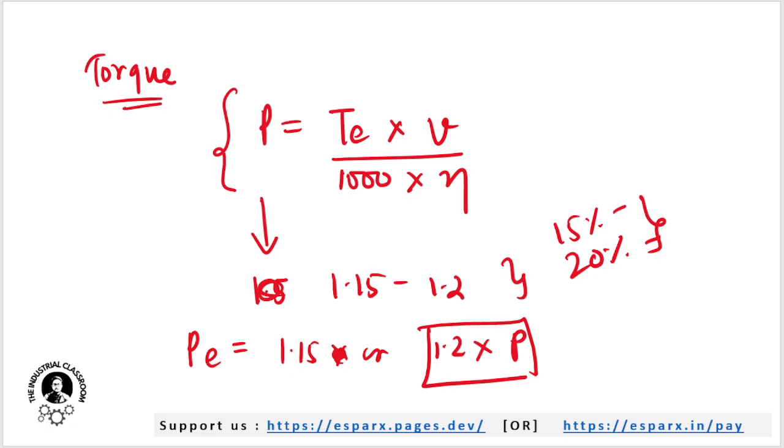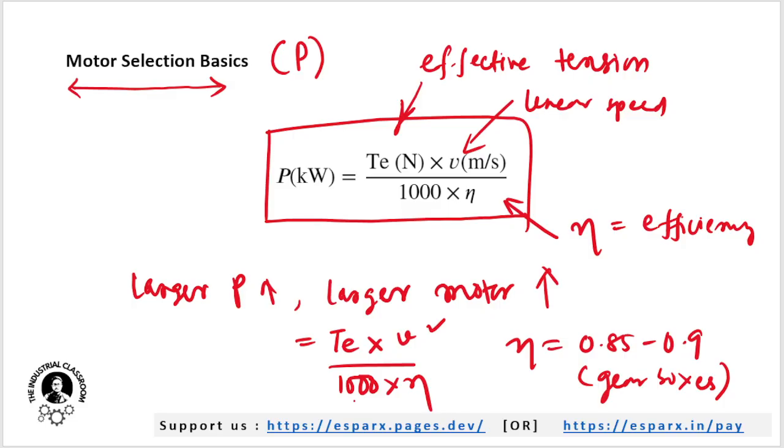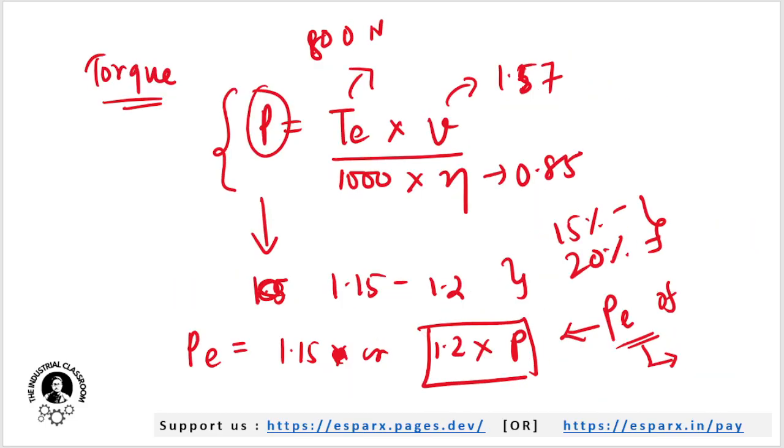Hope you understood this. For the example, we take 1.57 and multiply by 0.85. The tension of the belt is in Newton; you can consider something around 800 Newton as an example and calculate the power. After calculating the power, multiply it by 1.2, then you get the effective power of the motor. With this power rating you can go to the electrical shop and buy that motor. You will get it in kilowatts and can buy that capacity motor. So this will be enough.